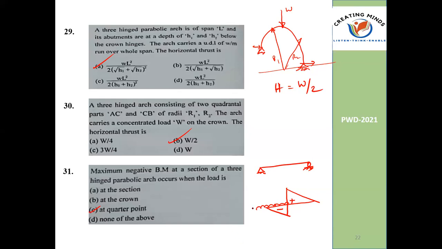But what happens in the second case? If you are having only this portion of UDL, you have a section here and a section here. When you are talking about maximum shear force, you have to consider the entire section. When you are talking about absolute shear force, you have to take the consideration of load. Okay, sir. So this is regarding absolute and maximum.